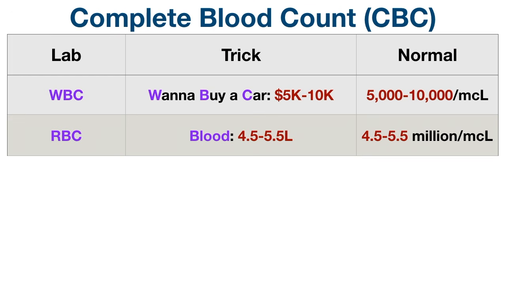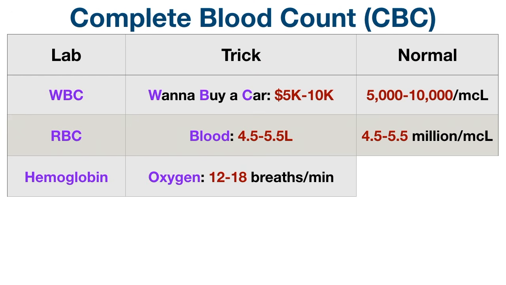5.5. Moving on to hemoglobin, when you think of hemoglobin, think of oxygen, as hemoglobin carries or transfers oxygen. The average adult takes about 12 to 18 breaths per minute at rest. This will help you remember the normal range of 12 to 18. For females, a normal hemoglobin is about 12 to 16, and for males, it's about 14 to 18.